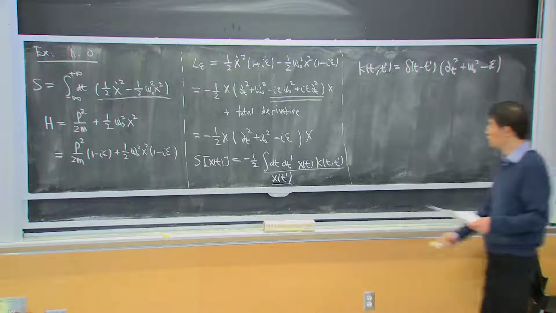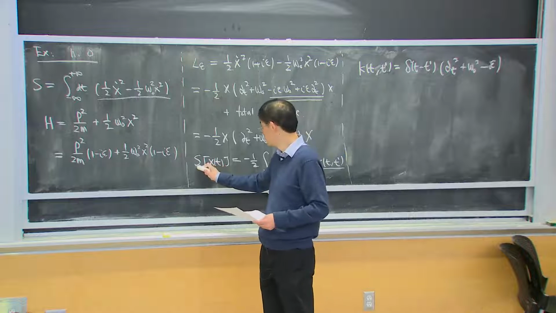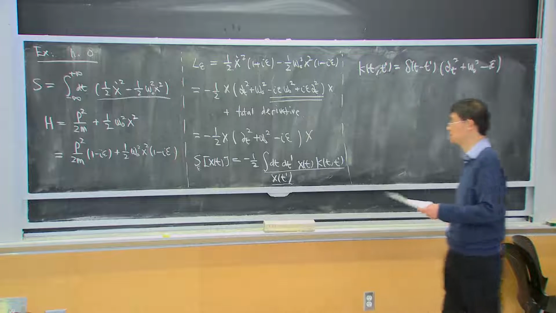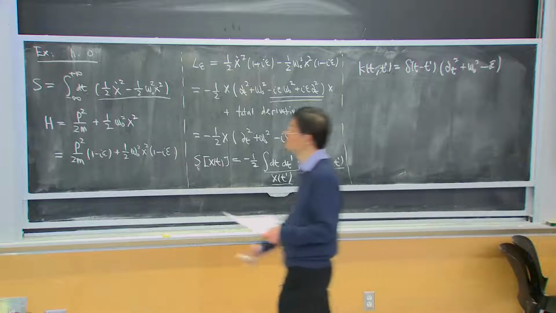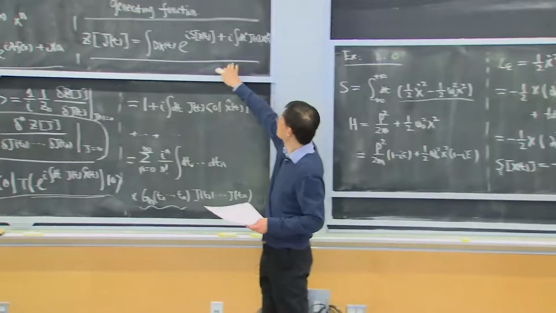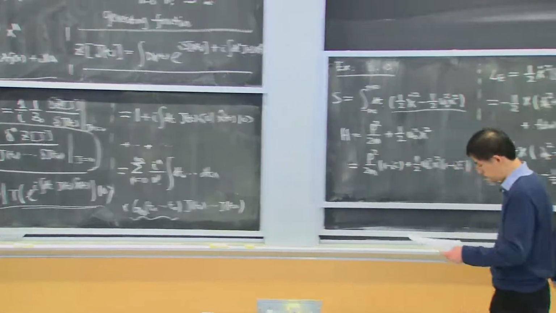So now this S depends on epsilon. Good. Now we are ready to evaluate the path integral.